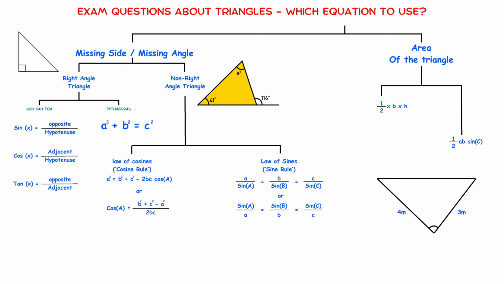Finally, if you're looking for the area of a triangle, then you're going to be using one of these two equations. It's a bit hard to explain which one to use, but basically if you can find the base and height of the triangle, then you can use this top one, whereas if you know two sides and the angle in between them, then you can use this bottom one.